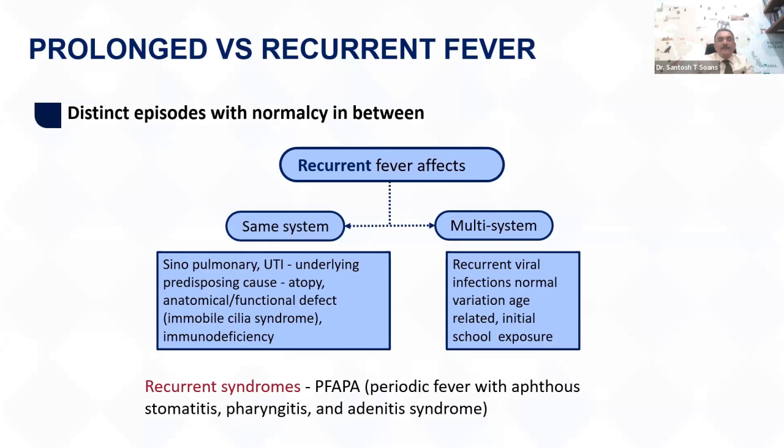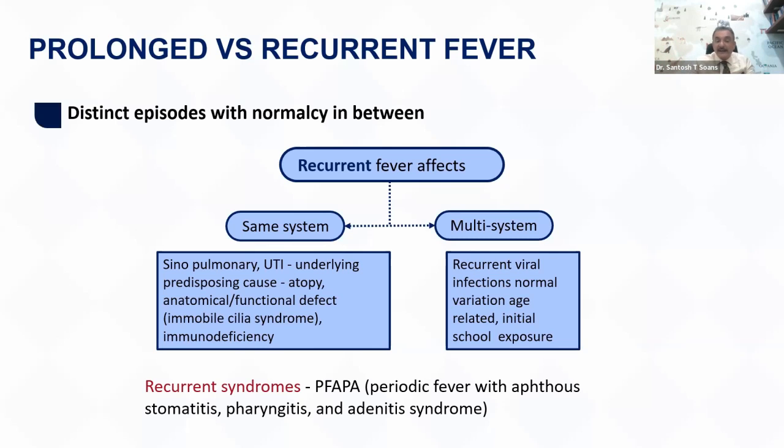Okay. And coming to prolonged or recurrent fever, you need to make a distinction between a recurrent fever and a prolonged fever. Recurrent fever can be from the same system or from different systems. Same system, usually pulmonary or UTI. He's been having recurrent UTI, recurrent pneumonia. Second is multi-system, recurrent viral infection, which is very common in children. You can see that during the monsoon time, many of these children will come with different viral infections. As soon as they get exposed to school, they'll get all those things.